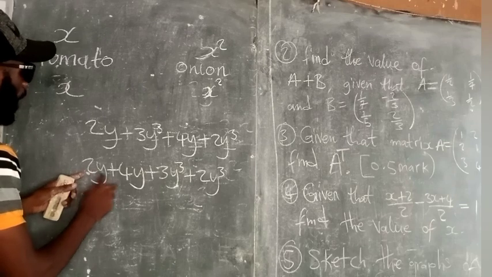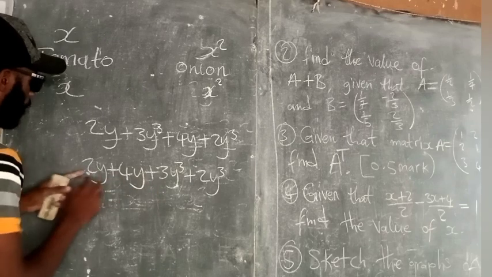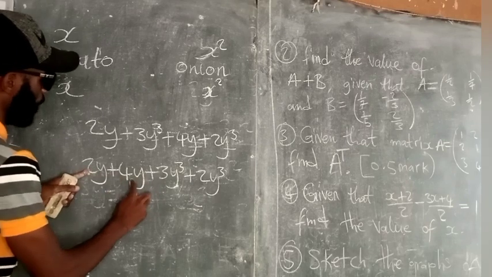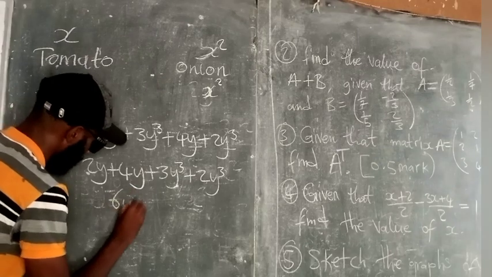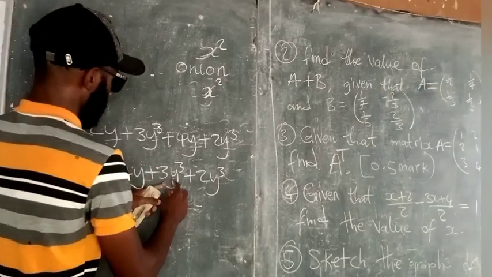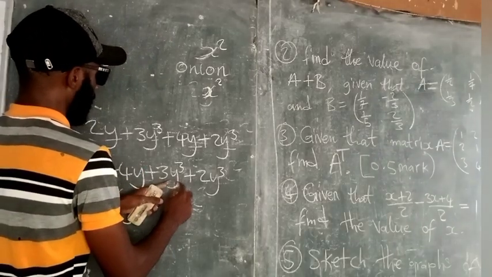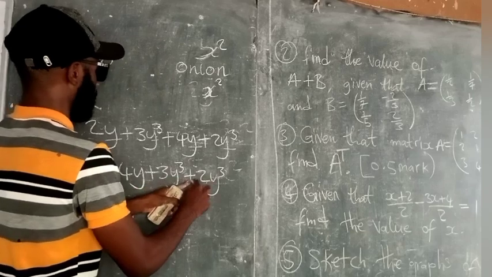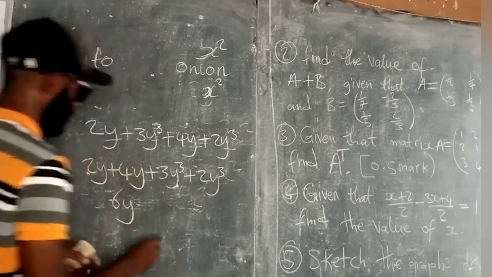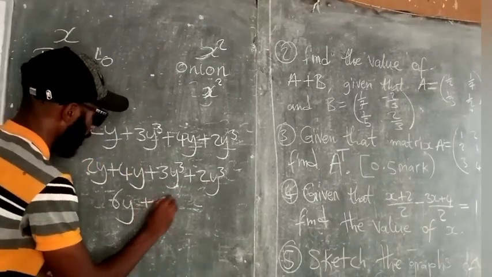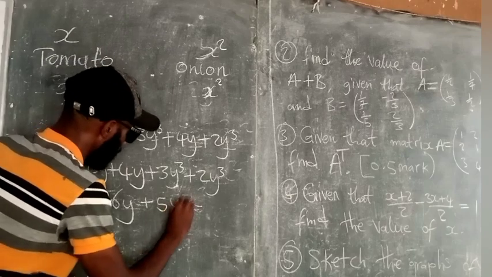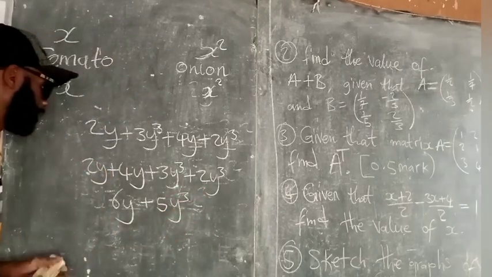So this 2y plus 4y, or 2 onions plus 4 onions, we get a total of 6 onions. Then this side we have 3 apples plus 2 apples. We get a total of 5 apples, like that.